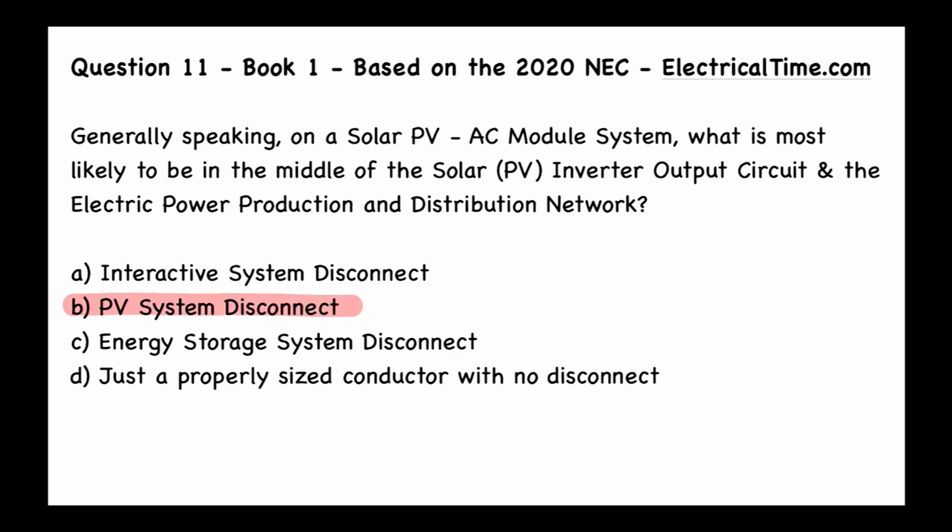The answer is B, and that is PV system disconnect. So let's go and find out how we got to this answer.